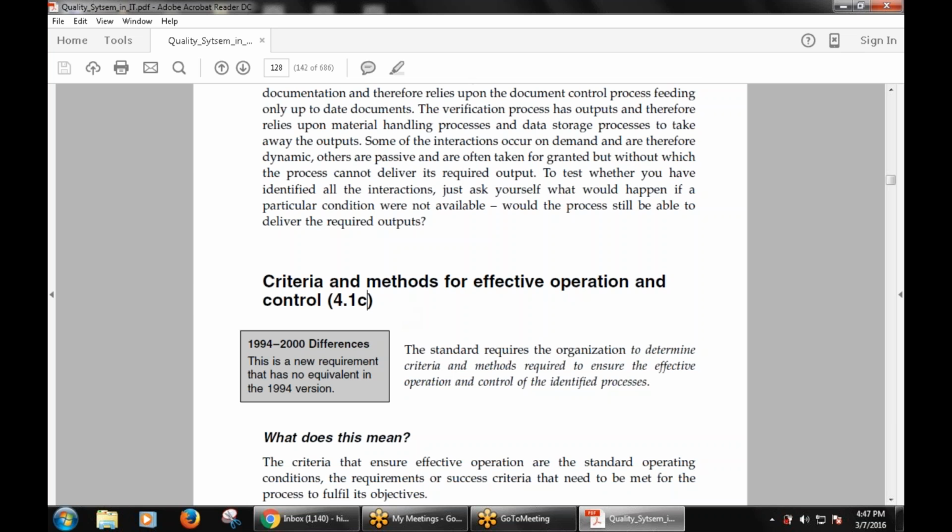So the standard requires the organization to determine the criteria and method that is required to ensure the effectiveness. That is required to ensure the effective operation and the control of the identified processes. So whatever the identified processes, or how we can achieve the effective target, that is to determine the criteria and the effectiveness and the control of the identified process. Now, what does this mean?